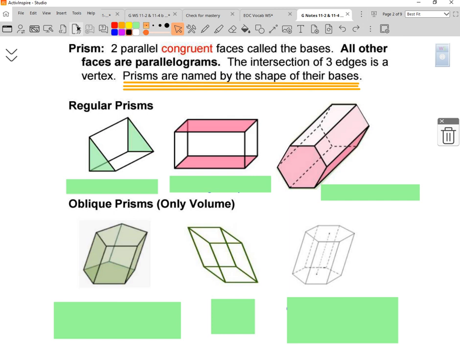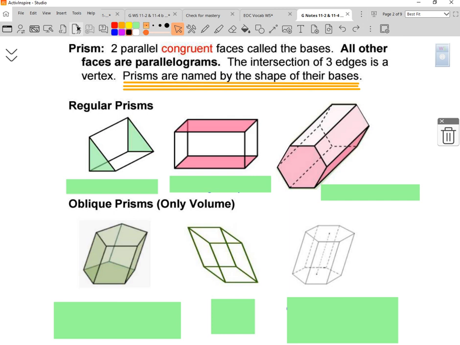All the faces are parallelograms. The intersection of 3 edges is a vertex, so basically what we might consider a corner. There are more than 2 faces, and faces are something we would call sides. Typically faces are basically flat sides. Where those meet are the vertex.